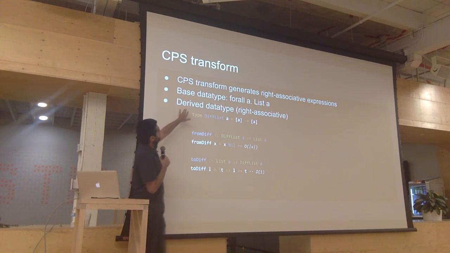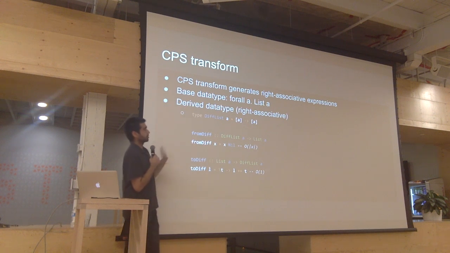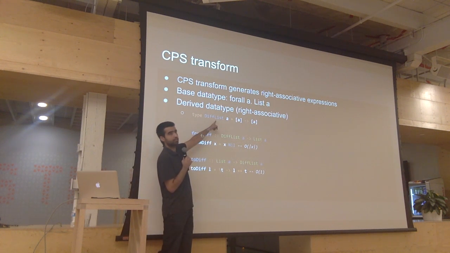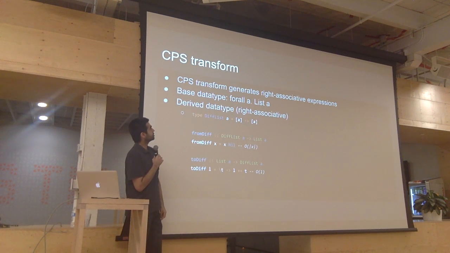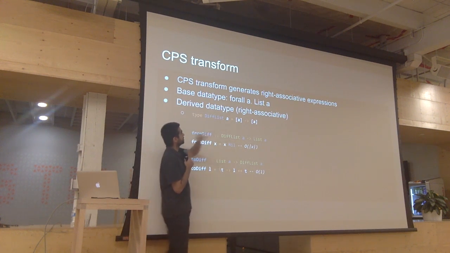And so it starts with the base data type, and it creates a derived data type, which is right associated. In this case, my base data type is a list, the same list that we talked about. My derived data type is diff list that I'm creating here. This notation is just creating it as a type synonym. I don't remember if I ran it. Yeah, no, this would be fine. You don't need to create a new type.